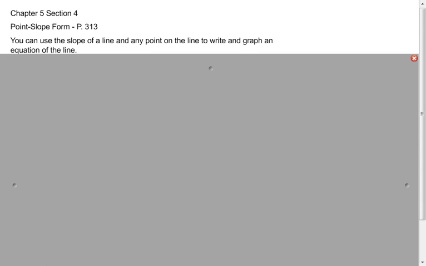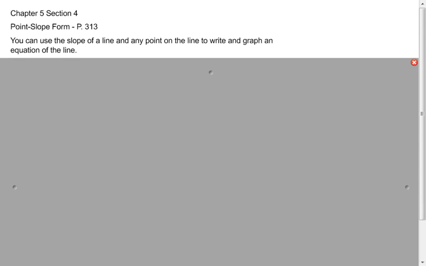Okay? In these math problems, we said in section 3 that there's 3 different forms for writing an equation. Which one you choose depends on what information they give you. If they give you a y-intercept and a slope, you'll use slope-intercept form from section 3. Today's is called point-slope form. So if they give you a point and the slope, you will use point-slope form.